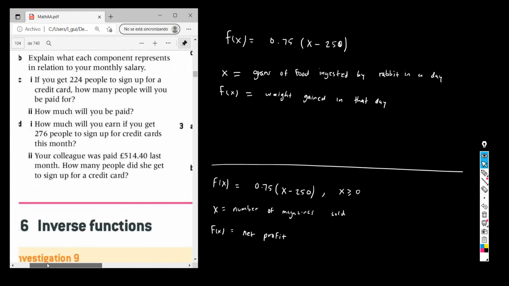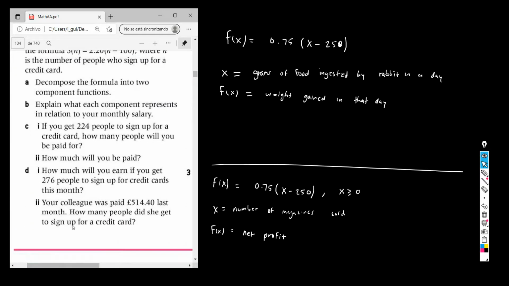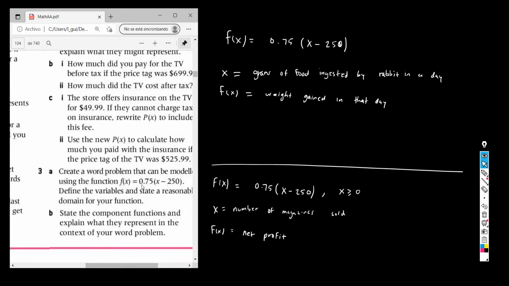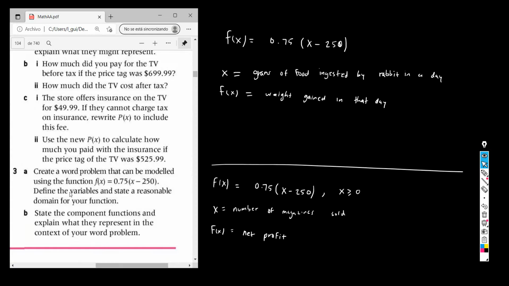Okay, same section, section 2H, problem number 3. This one is interesting. It says create a word problem that can be modeled using the function f of x equals 0.75 times x minus 250. Define the variables and state a reasonable domain for your function. Let's address that first. We're going to talk about b in a moment.